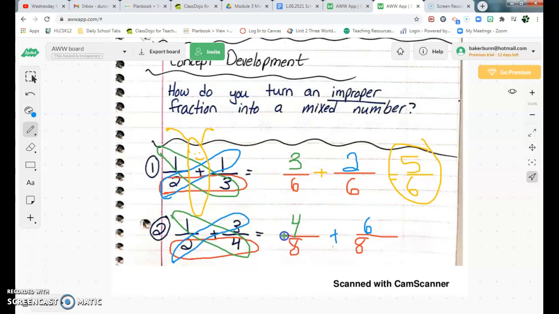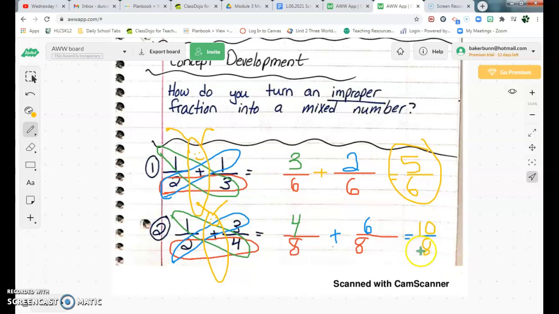Add my plus sign. Okay. Oh, I forgot to do the body for the plus sign. That's kind of an important part. That's the fun part, right? All right. Draw my butterfly. All right. So I know my denominators are going to be the same. And I know that 6 plus 4 is going to get me 10.